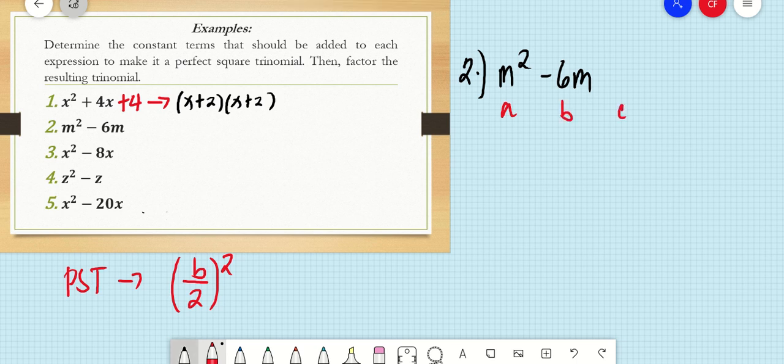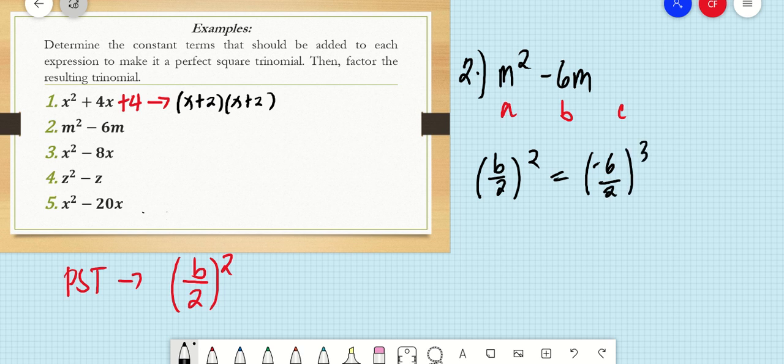Right? So, using this formula, b over 2 squared, makukuha po natin yung constant term na i-add para maging perfect square. Again, b over 2 raised to 2. Substitution, again, yung b natin is negative 6 over 2 raised to 2. And negative 6 divided by 2, negative 3 raised to 2.